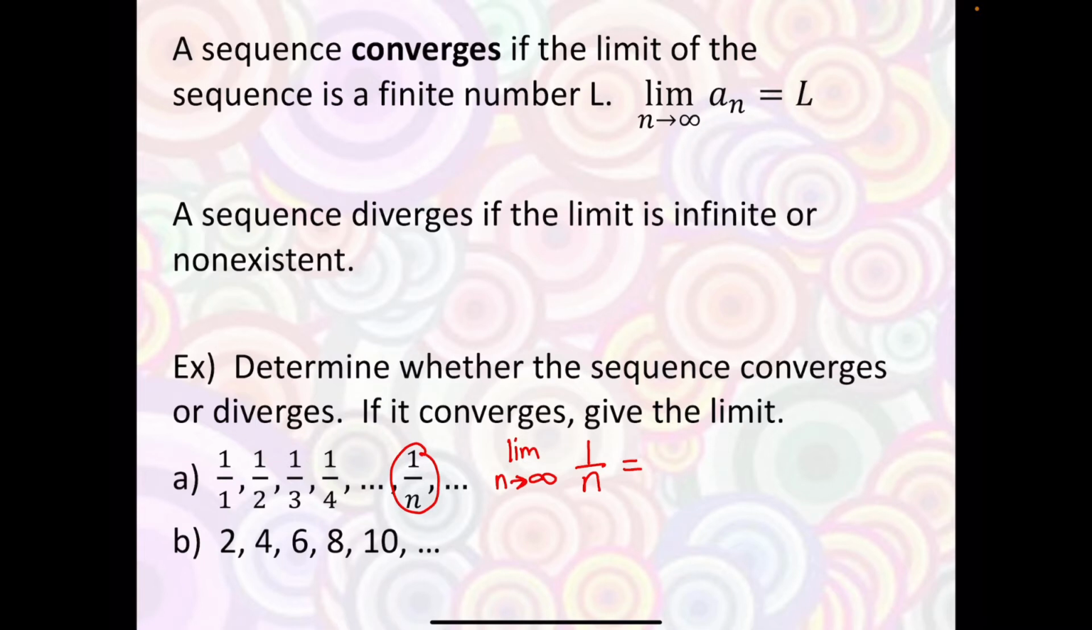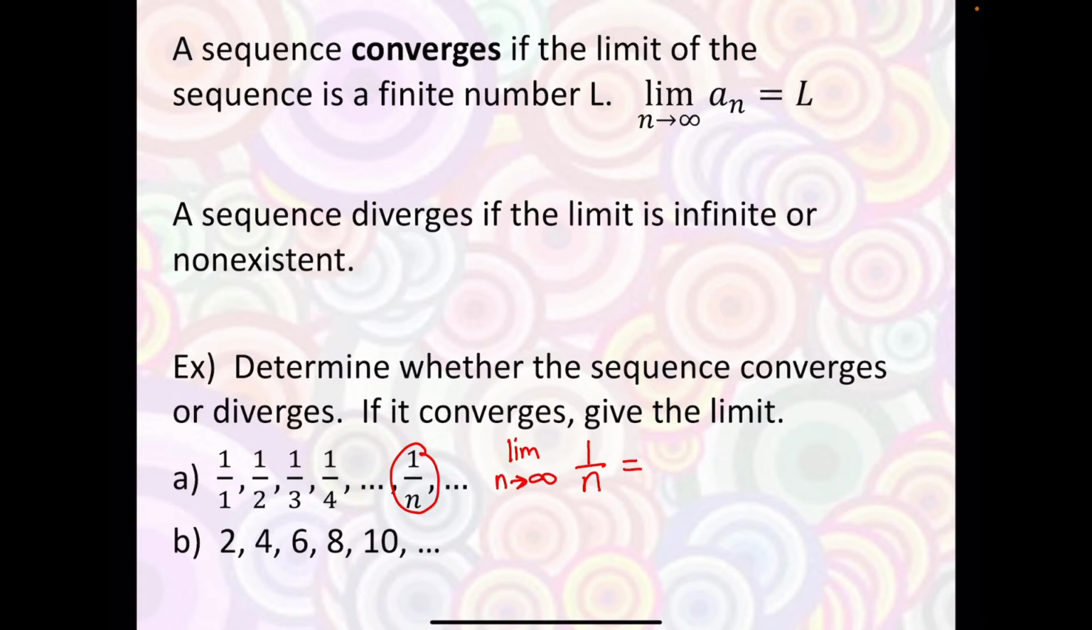So we need to think about the values of n getting bigger and bigger and bigger, going towards infinity. So you can either think about the values of n getting larger, 1 over 1, 1 over 2, 1 over 3, 1 over 4, like it shows, 1 over 10, 1 over 100, 1 over 1,000, 1 over 1,000,000. And what is that fraction getting closer and closer to, or approaching?